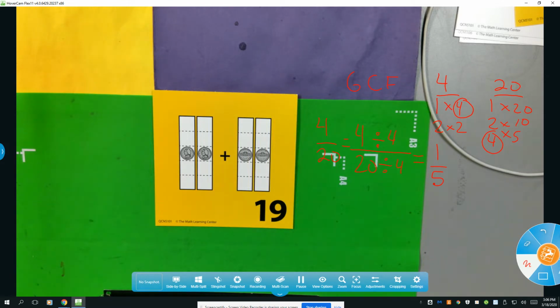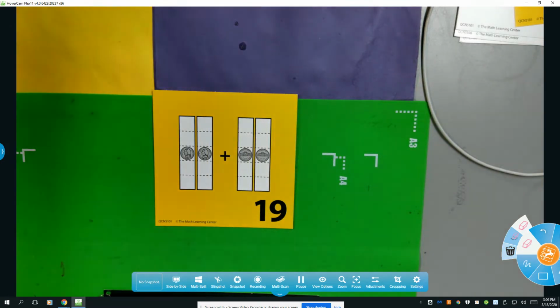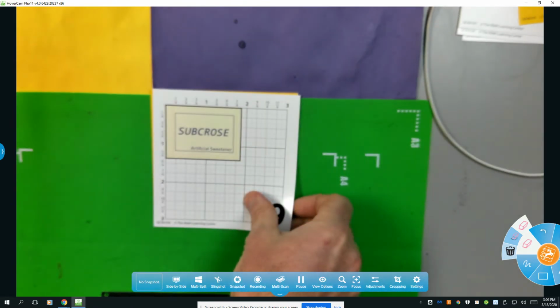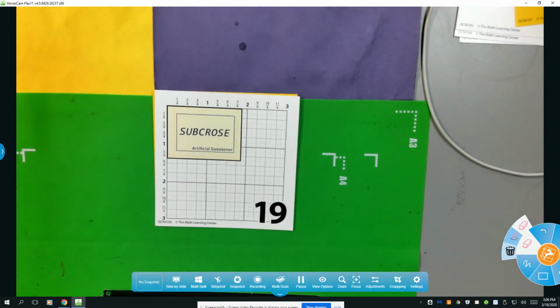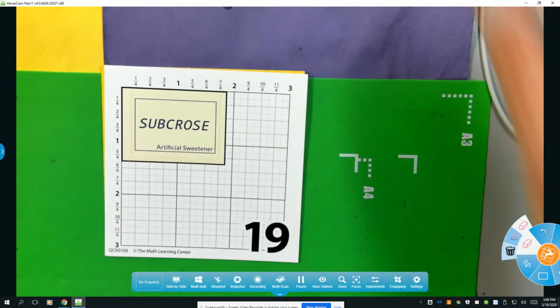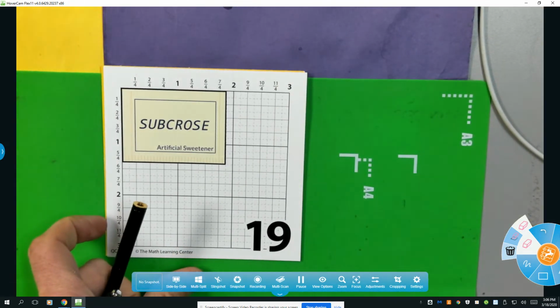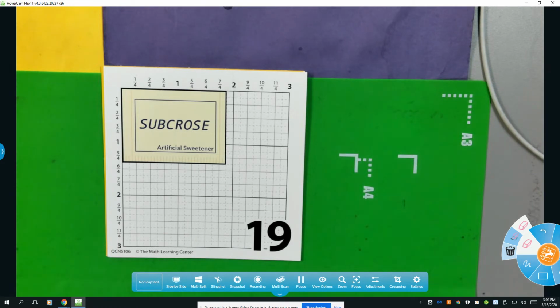Okay, let's go on to our next problem. Now we've got to figure out the area of this. So let me make it a little bit larger for now. The first thing I want to do is figure out just what we are in. Are we counting by quarters or are we counting by eighths? As I go over, I'm going to highlight right here. Give me just 1 second to highlight.